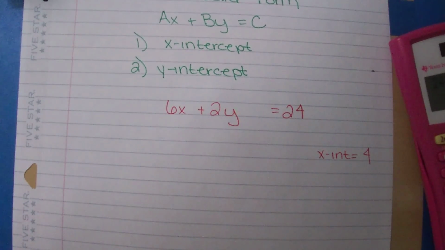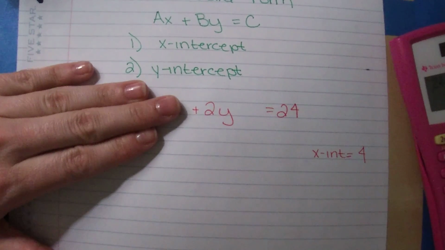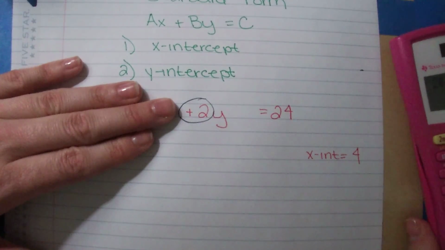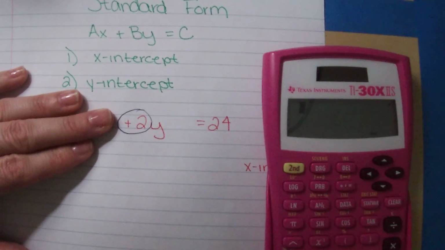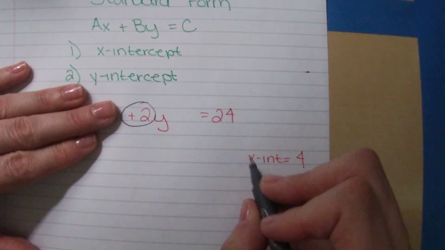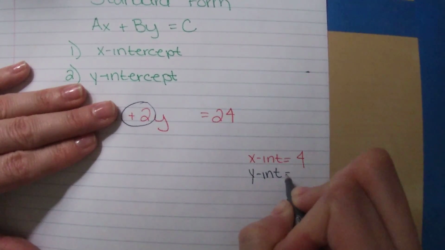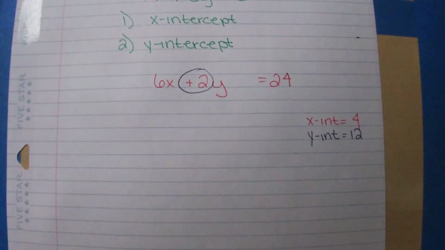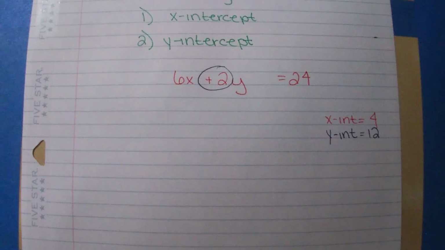To find my y-intercept, I'm just going to ignore my x. So I'm going to pretend that the x isn't here. Now you have to be careful because you do have to keep that sign with it. But we'll do the same thing. So now we'll do 24 divided by 2, which gives me 12. So I have an x-intercept of 4, I have a y-intercept of 12. And that's pretty much all there is to it.